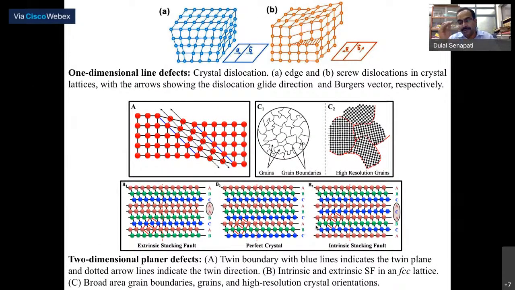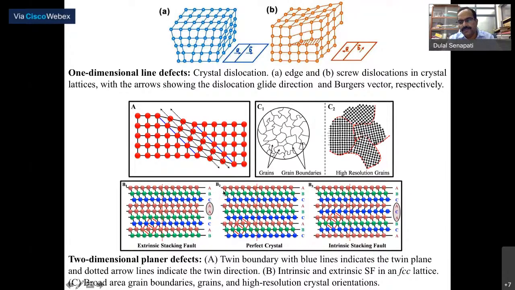Beyond these zero dimensional defects, there are also one dimensional defects and two dimensional defects. For one dimensional defects, just remember there are two different types. One is the line defect, and these are the line defects. Line defects could be an edge defect, where you can see at the top that one row of the crystal lattice points is missing. This we call the edge defect, and the screw defect is when it just rotates. That is a screw dislocation.